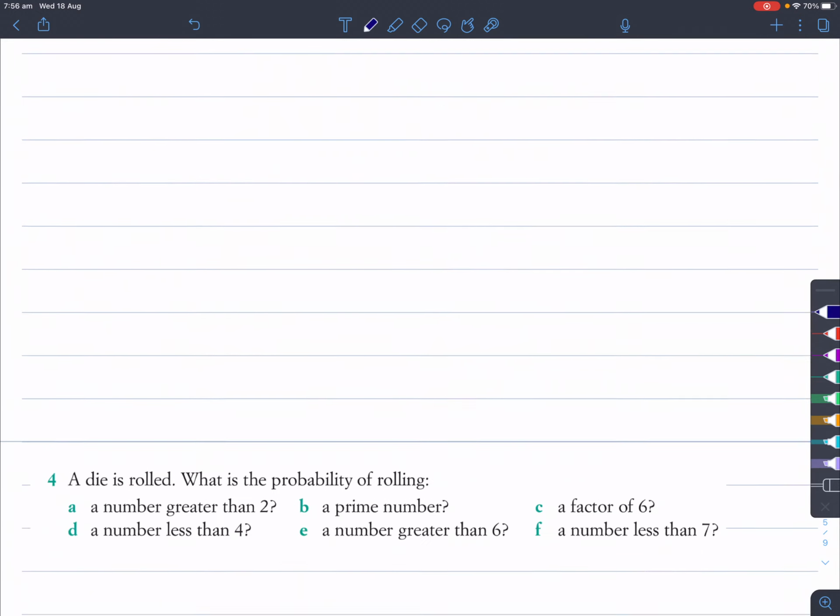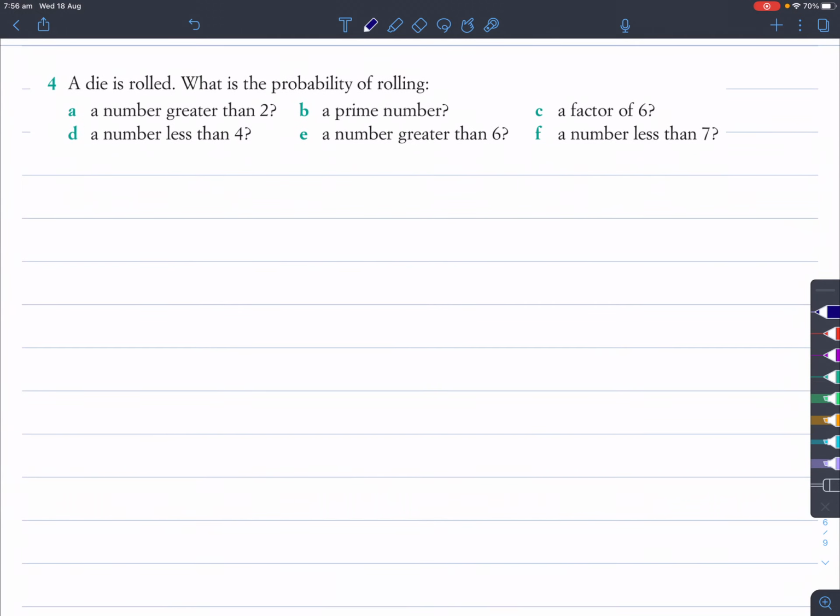All right, let's move on. Question 4. A die is rolled. What is the probability of rolling a number greater than 2? Well, when you roll a dice, there's 1, 2, 3, 4, 5, 6 as our sample space. A number greater than 2 represents 3, 4, 5, 6. So for the first question, it is 4 out of 6, which is 2/3.